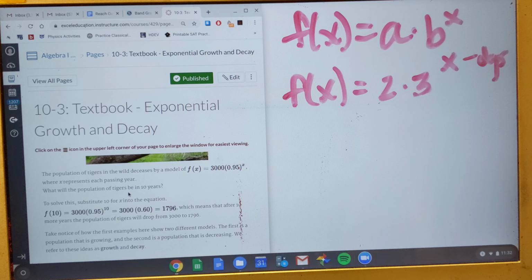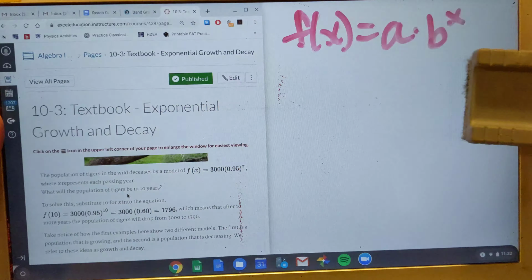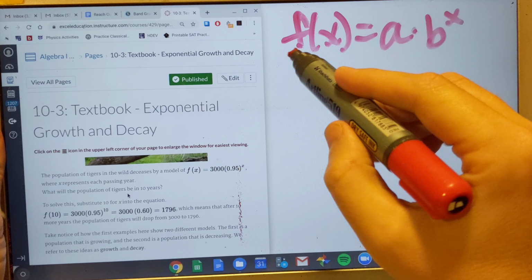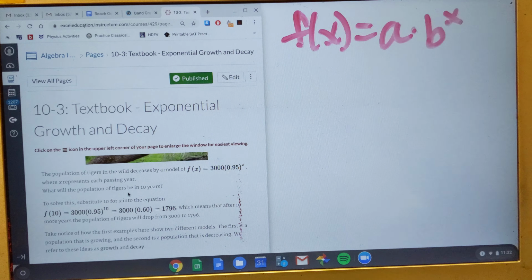All right, next up, population of tigers in the wild decreases. Now, this is more rare, but it does happen in animal populations. So a rapid decrease in population. So this is going to be decay. The language they use is decay. And they give us the function, let me switch colors.